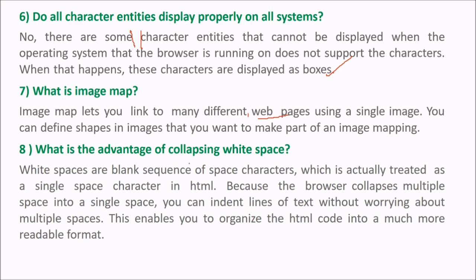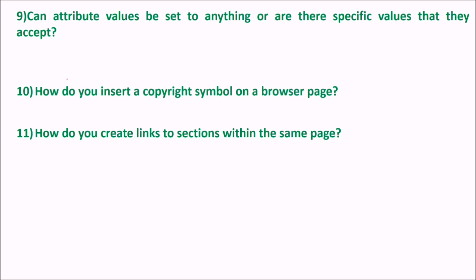So white space is a blank sequence of space characters, which is actually treated as a single space character in HTML. And because the browser collapses multiple spaces into a single space, you can indent lines of text without worrying about multiple spaces. So even if you have multiple spaces, HTML is going to take them only as one. This enables you to organize the HTML code into a much more readable format.